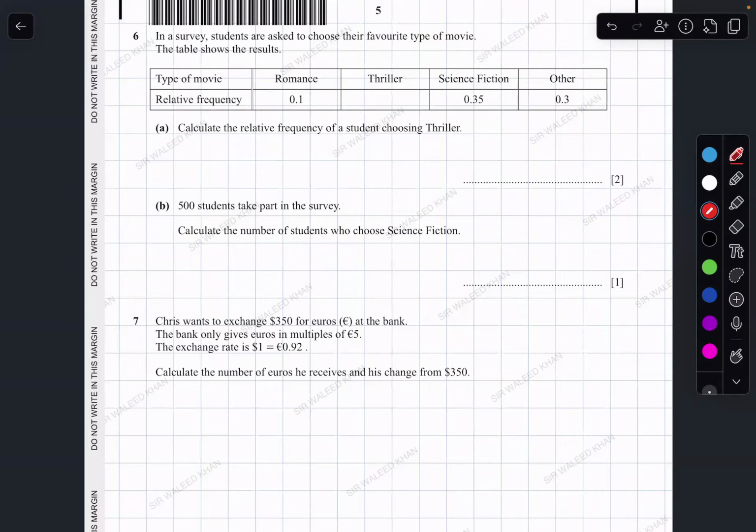So we don't have any information for thriller, but we know that the total of all the relative frequencies is like the same as a probability. They will be equivalent to 1. So the total will be equivalent to 1. So the relative frequency for thriller would be 1 minus 0.1 plus 0.35. Add all the others and subtract it from 1. So we have 0.1, 0.35, 0.3, this should be 0.25.